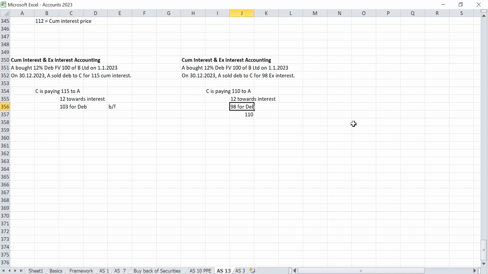Here, debenture value they have given. Total cash, how much he has to pay? That we are finding as a balancing figure.